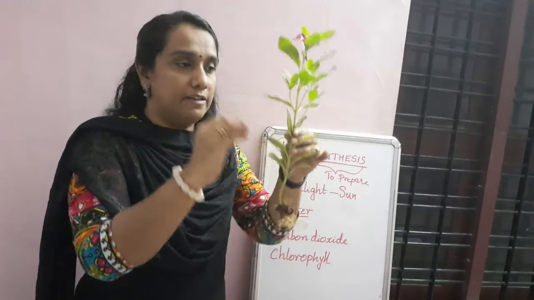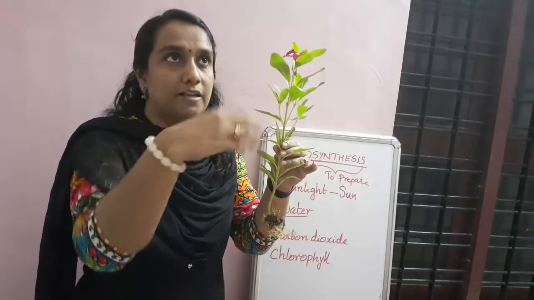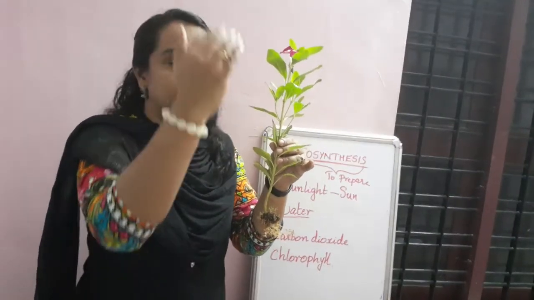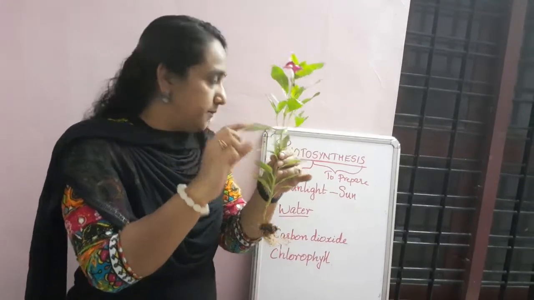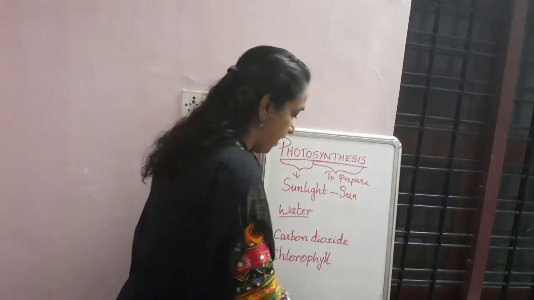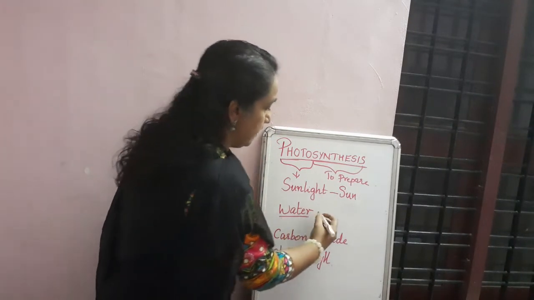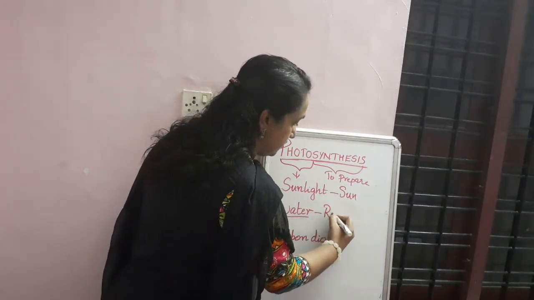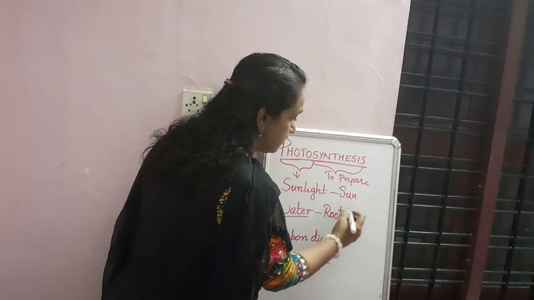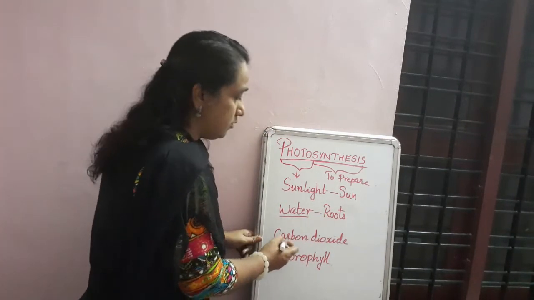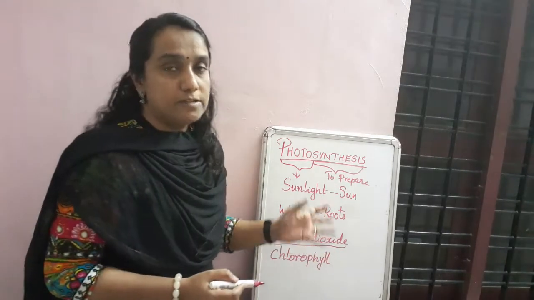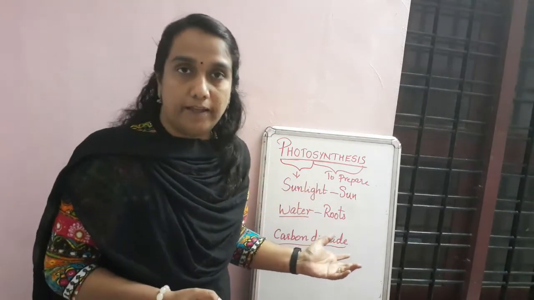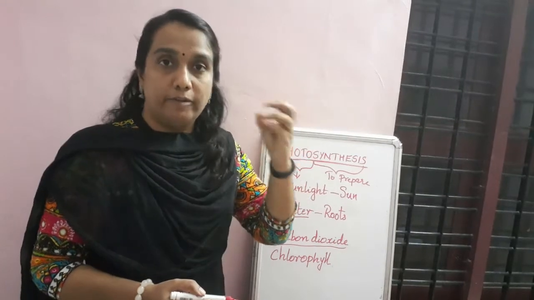So already when this plant is out in the open, the sunlight is there, it will get sunlight and it will get water. Okay, is it clear? So next one is carbon dioxide. Plants will get water through the roots. Third one is carbon dioxide. What is carbon dioxide? It is a gas. So from where will we get carbon dioxide? From the air, from the atmosphere.